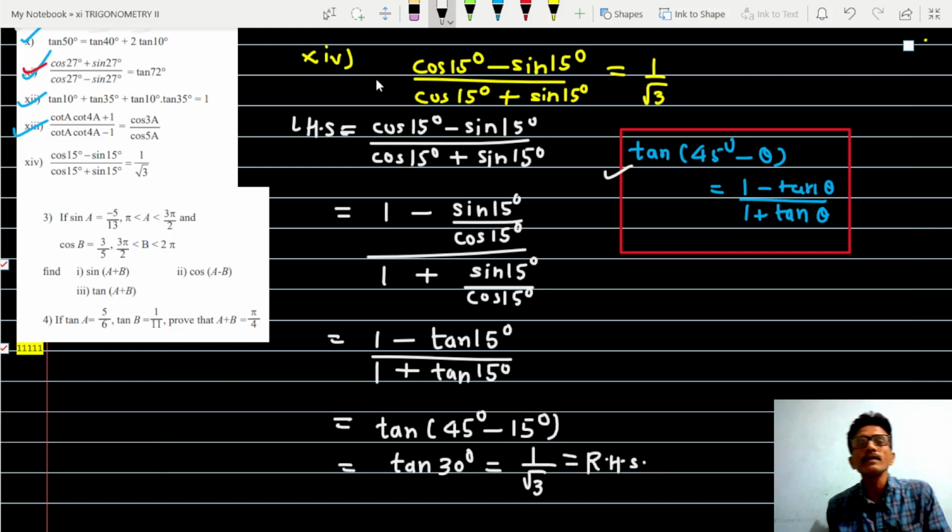So what we did here, we divided by cos 15 to numerator and denominator. We expressed it in terms of tan. 1 minus tan theta upon 1 plus tan theta is tan of pi by 4 minus theta, and 45 degree minus 15 is 30 degree, tan of 30 degree is 1 by root 3.